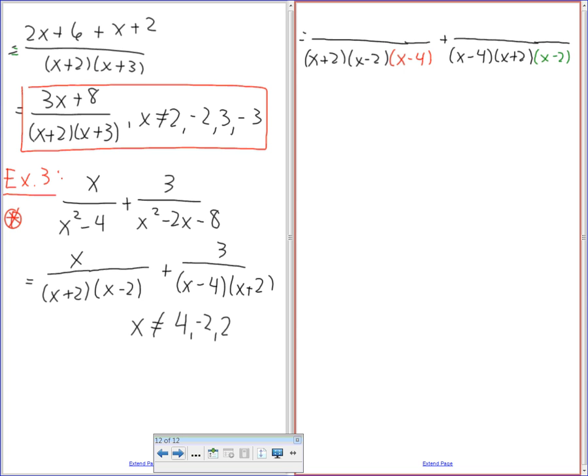Can you please do the left-hand side numerator for me, please? It would be x, then x minus 4. Excellent. Okay, Emily, can you please tell me what to multiply the right-hand numerator by, please? Very good. So it's going to be 3 bracket x minus 2.